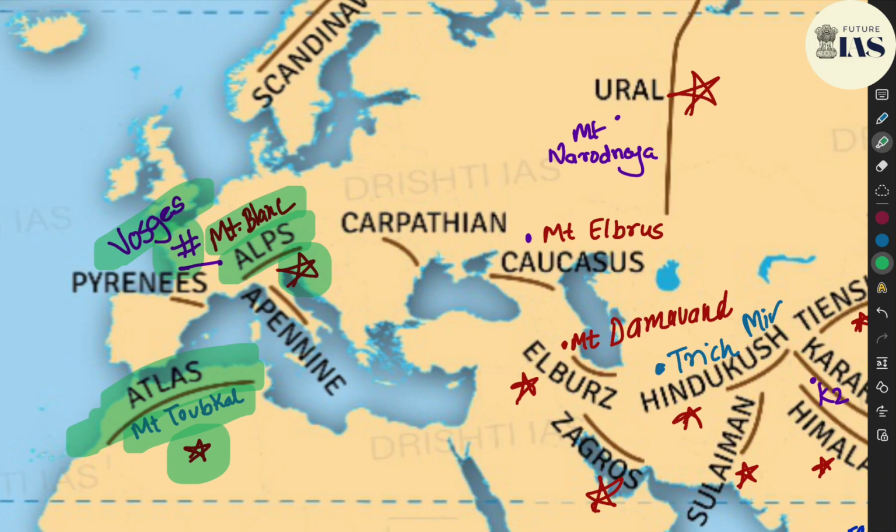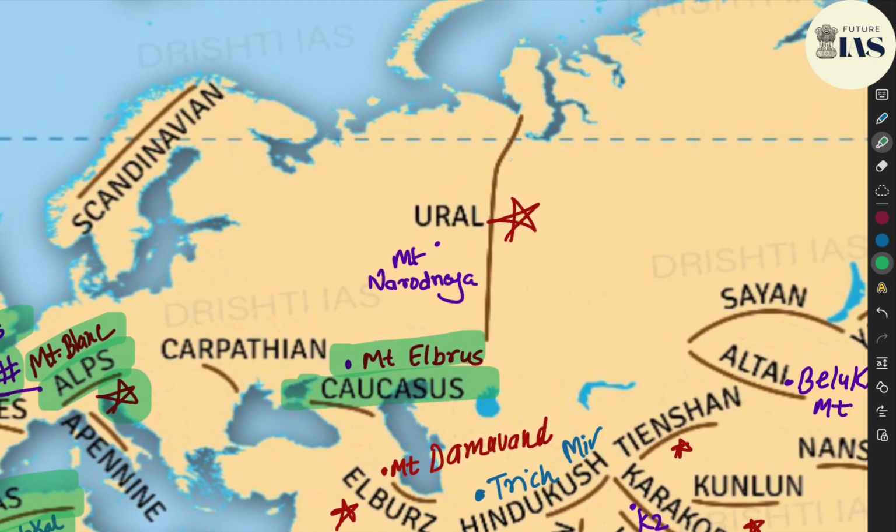Between the Black Sea and Caspian Sea, we have the Caucasus mountain range, and the highest peak of this mountain range is Mount Elbrus. And the mountain range which separates Asia and Europe is the Ural mountain range, and it is a fold mountain range, and the highest peak of this mountain range is Mount Narodnaya.